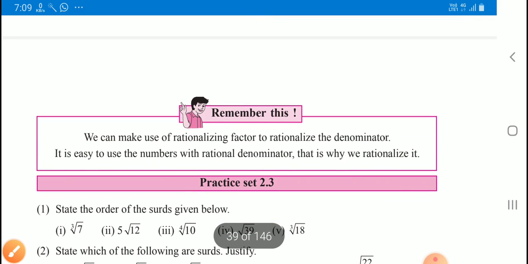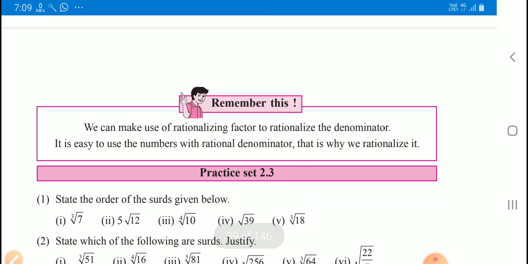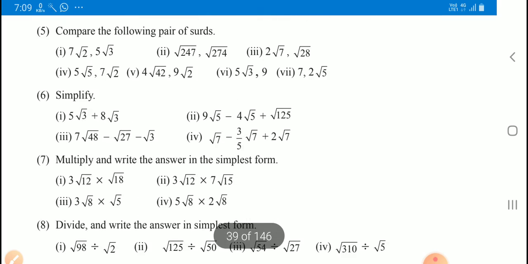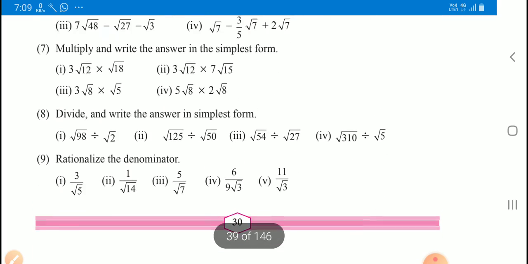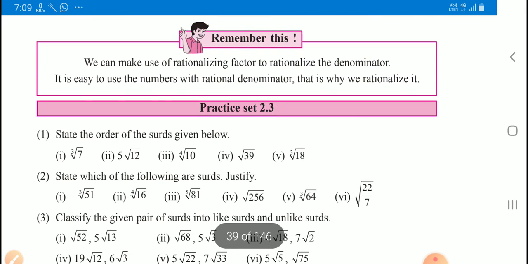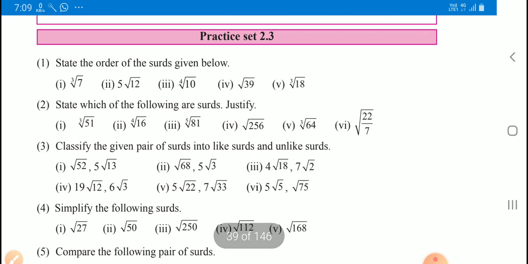Now remember this, we can make use of the rationalizing factor to rationalize the denominator. It is easy to use numbers with a rational denominator. That is why we rationalize it. Okay, now by using this explanation you have to solve practice set 2.3.